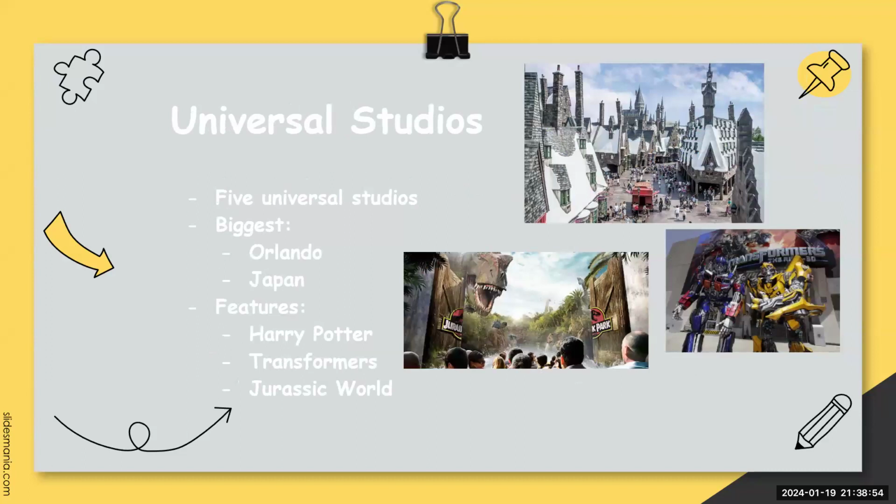And then Universal Studios, like I mentioned before, is also a very big amusement park. There's five Universal Studios in the world, and the biggest are in Orlando and Japan. Universal Studios is based on their movies. Obviously, Harry Potter is a very famous movie. Transformers is also very famous, and so is Jurassic World. There are a lot of good rides revolved around this.